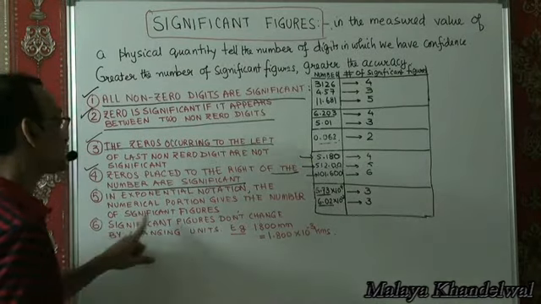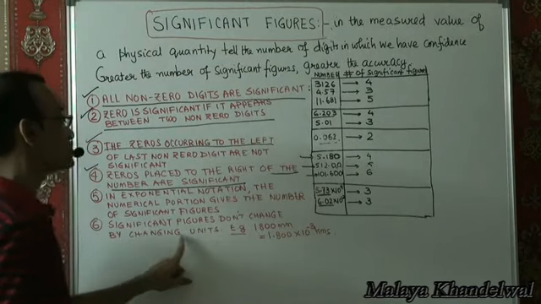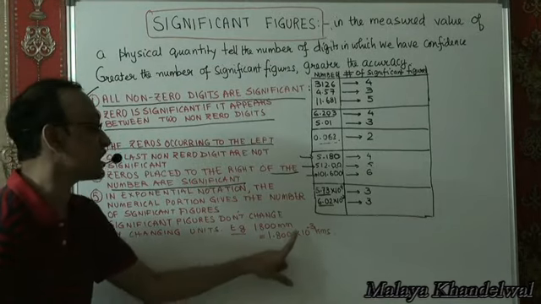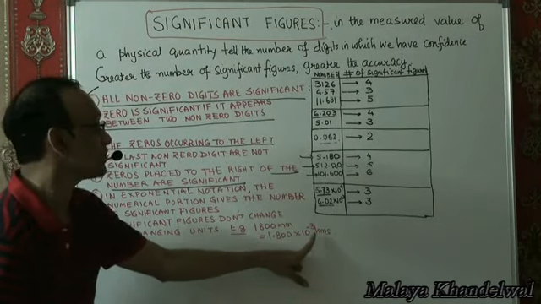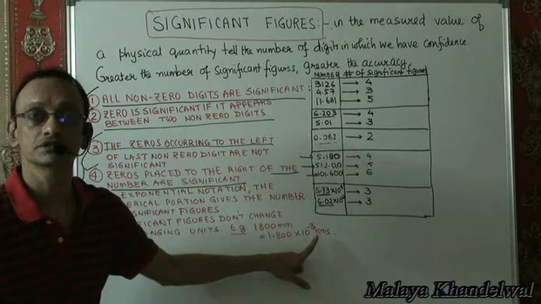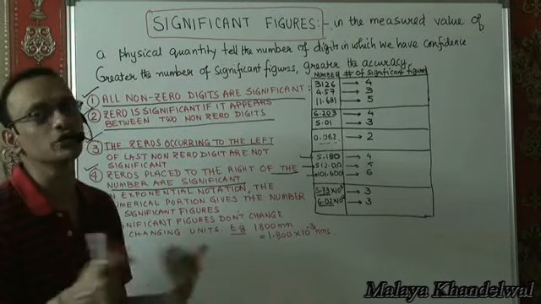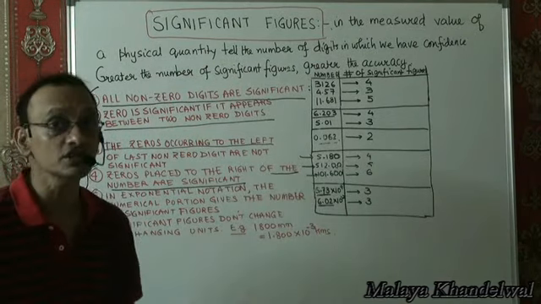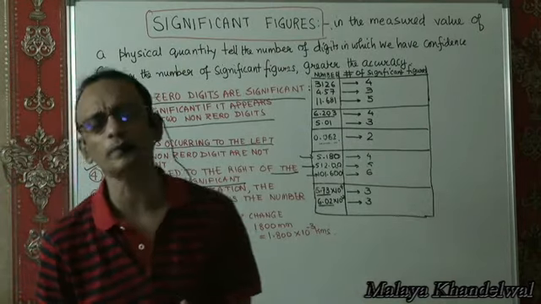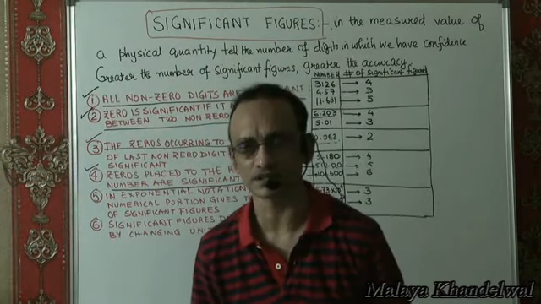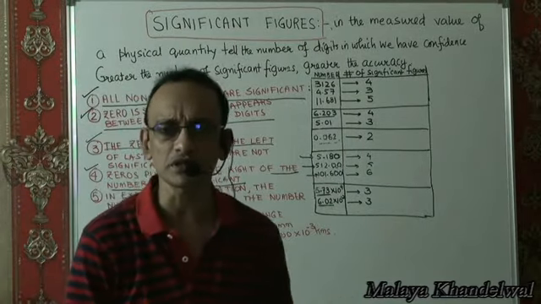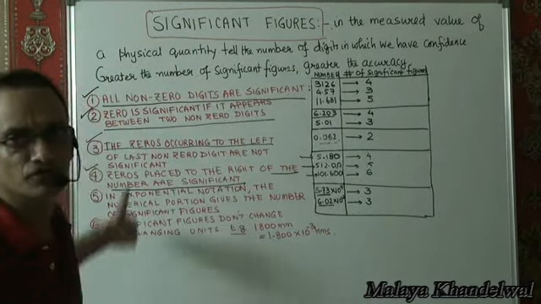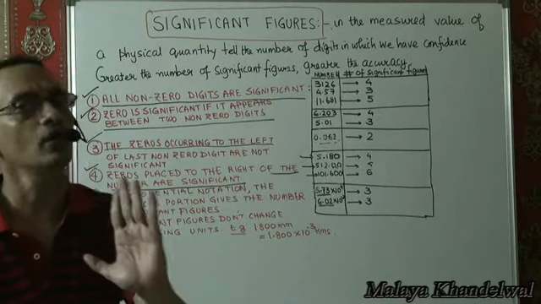Let's look at the last point: significant figures don't change by changing units. For example, 1800 millimeters could be written as 1.800 times 10 to the power minus 3 kilometers. If you convert units, the number of significant figures won't change. So that's a small basic understanding of significant figures. In exams, they sometimes pose problems on this, and if you remember all these rules, then you'll be on with the job.